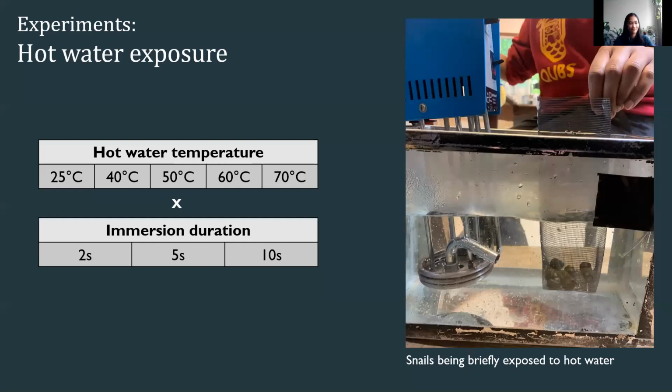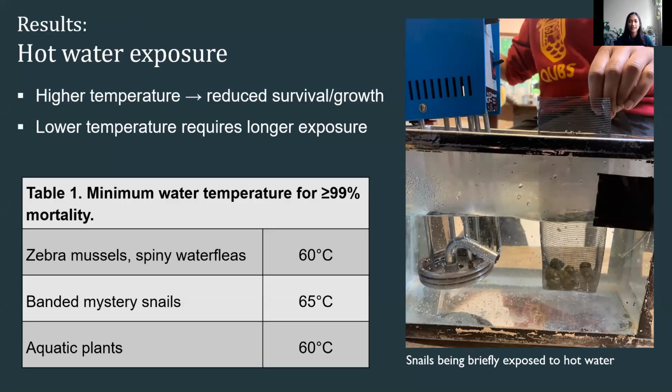Well, the first experiment I did was to test the efficacy of hot water. So here I used a multifactorial design where specimens were exposed to 5 different temperatures from 25 to 70 degrees Celsius for either 2, 5, or 10 seconds exposure. And what I found was that increasing water temperature decreases invertebrate and plant survival or viability. As our immersion durations were intended to simulate rinsing, high water temperatures are necessary when the exposure is very brief.